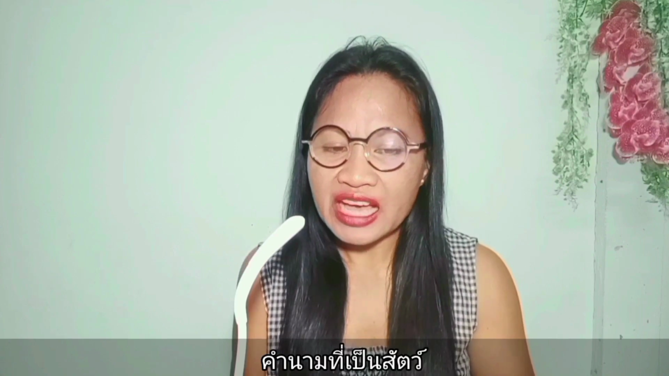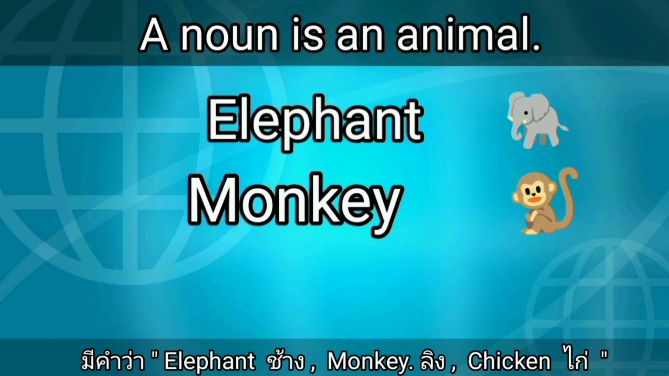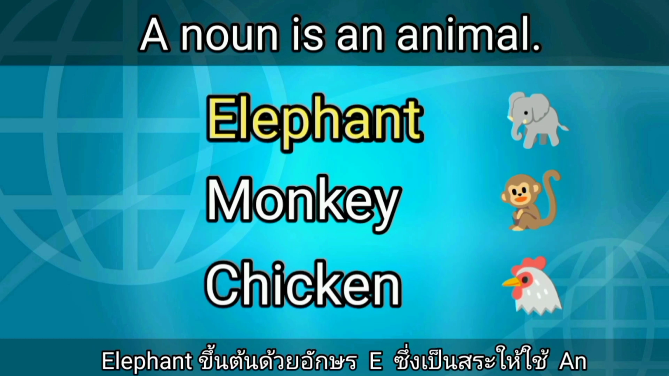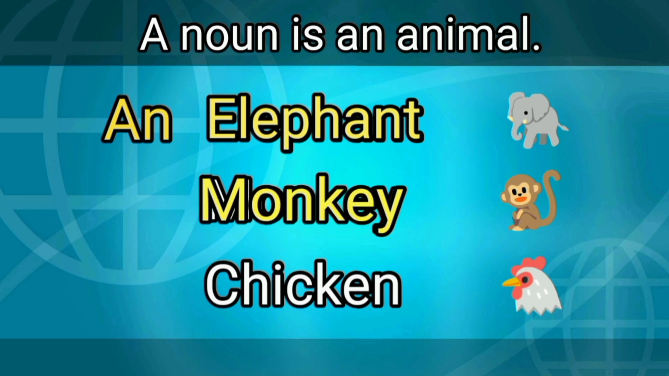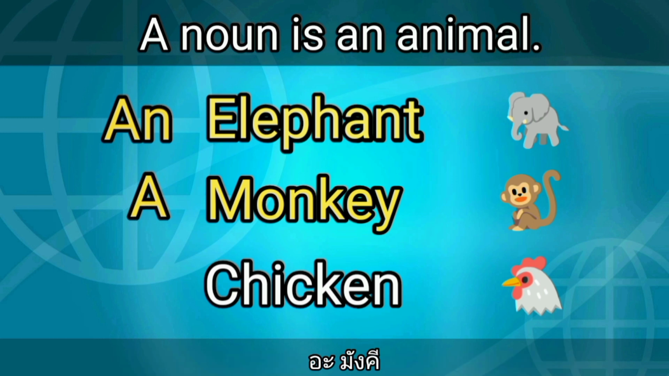Next one, a noun is an animal. There are elephant, monkey, chicken. Elephant starts with letter E. E is a vowel. Then put an elephant, an elephant. Monkey. Monkey starts with letter M. M is a consonant. Then put a monkey, a monkey.